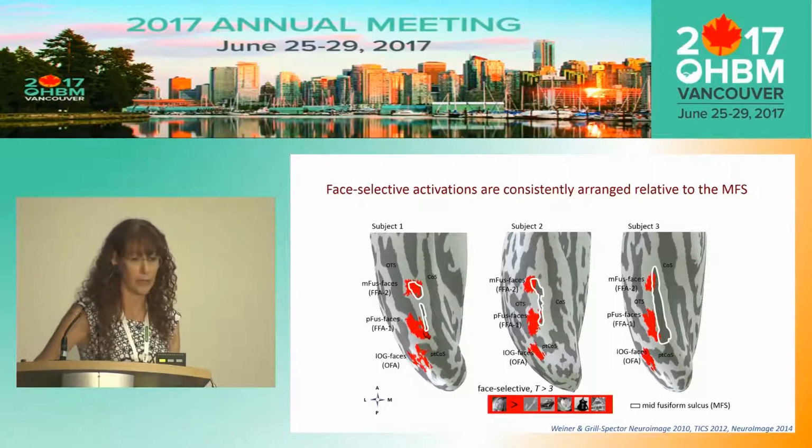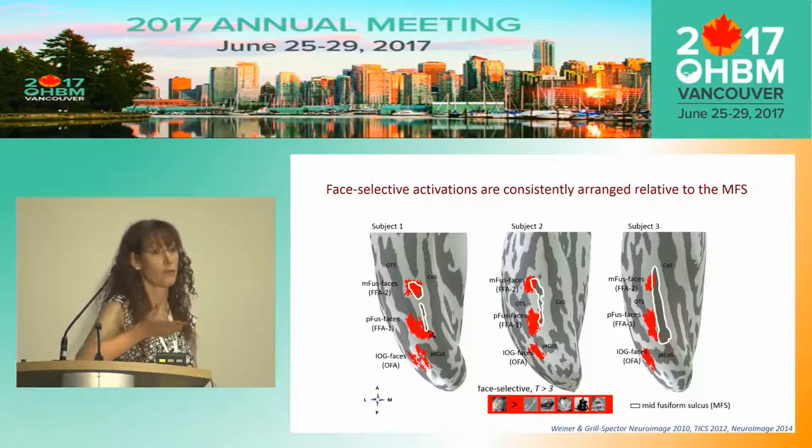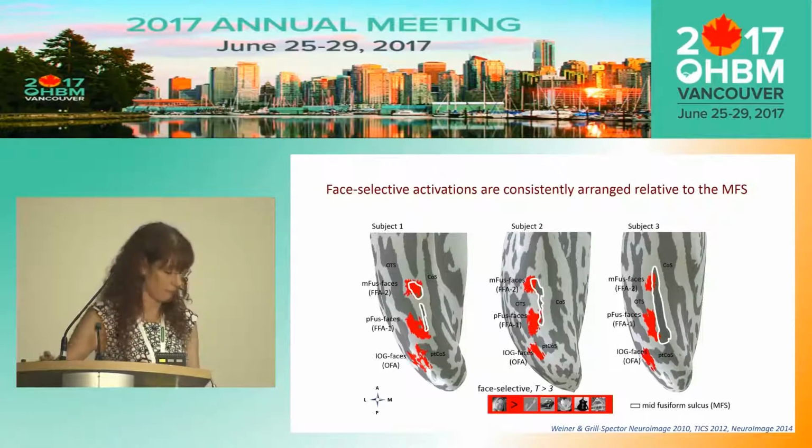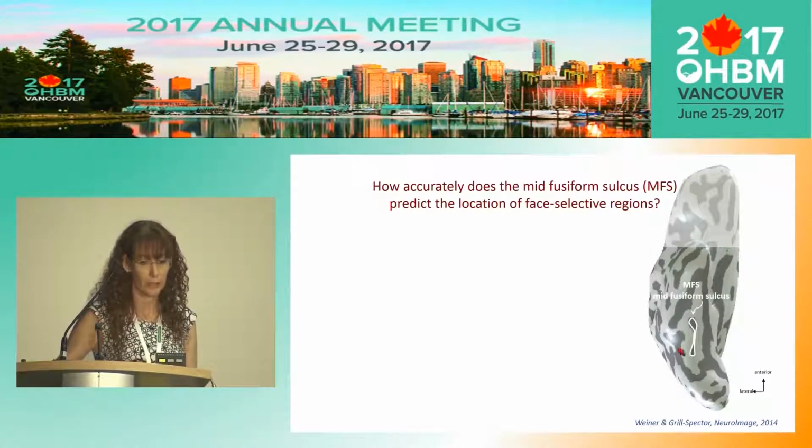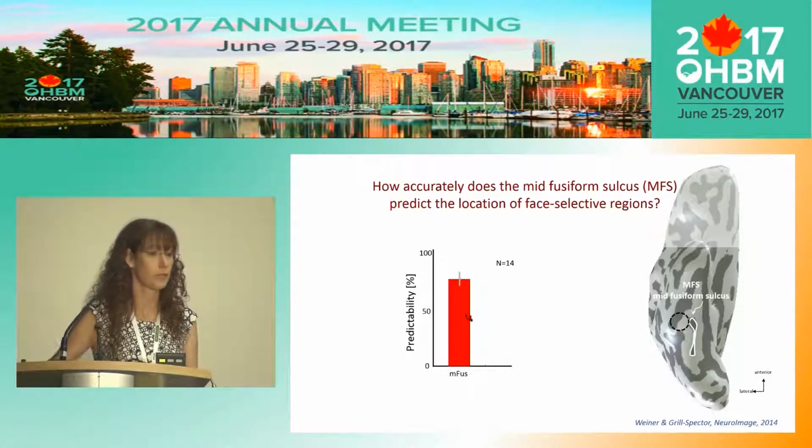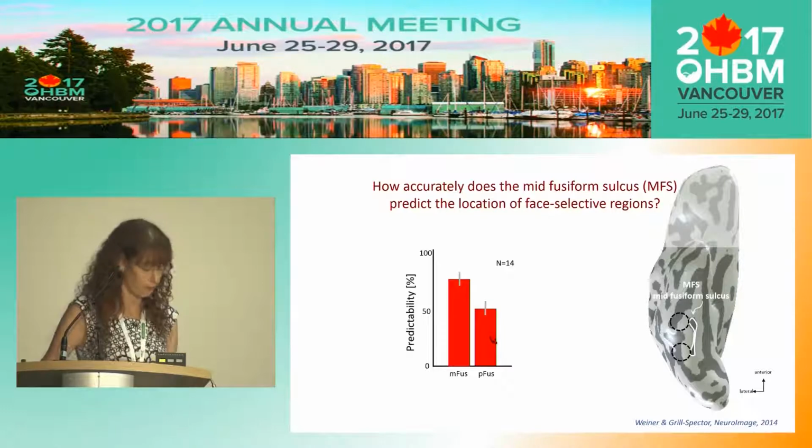And again, we wanted to test how reliable the MFS is for predicting functional activation, and this time face selective activations. So what we did, we took 14 independent brains. We identified, based on their anatomy, the MFS in each brain, and then we placed a 1 centimeter disc on the lateral fusiform aligned either to the anterior or posterior fusiform gyrus. Placing a disc in the anterior, next to the anterior MFS, predicts about 83% of mFus faces. Placing a disc on the posterior MFS predicts about 50% of pFus faces.